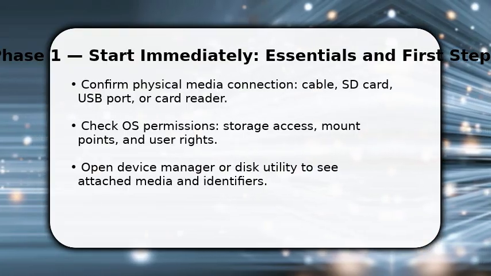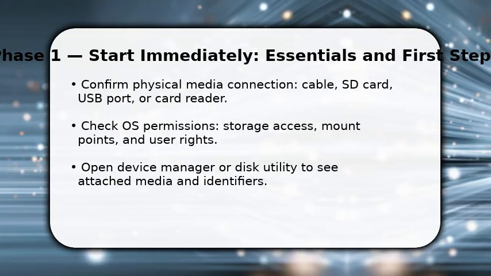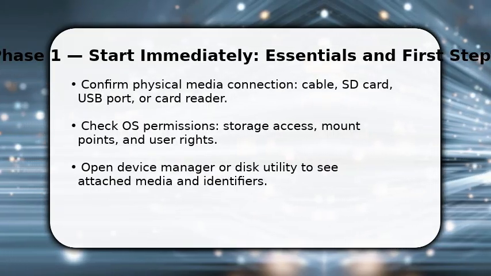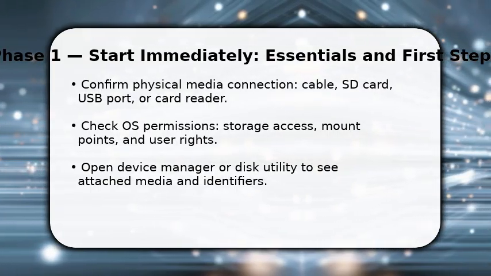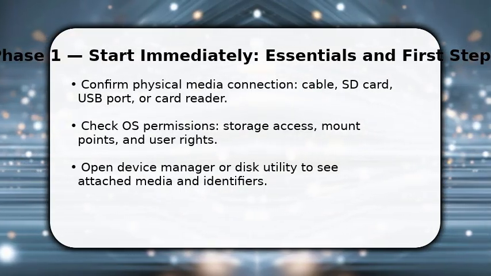You should open the System Disk Utility or Device Manager to see identifiers and status messages. If a media item appears with a name or size, note its mount point. You will use that in the next step to inspect file system details.